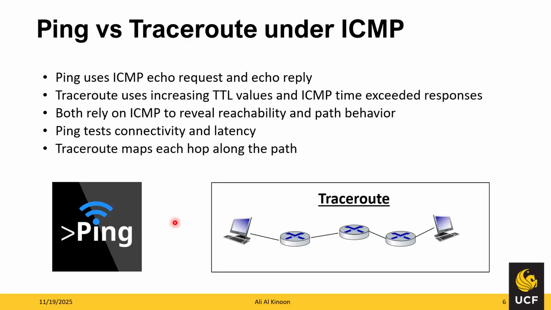Traceroute works differently. It sends UDP or ICMP probes with increasing time to live values. Each router that discards a probe returns an ICMP time exceeded message, and this message reveals the identity of every hop on the path. So ping answers connectivity and latency: can I reach the destination and how long does it take? Traceroute answers what path my packets take and where the delays are happening.